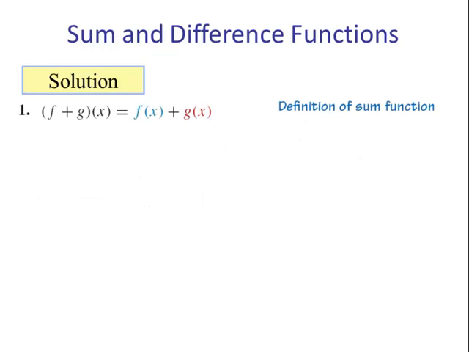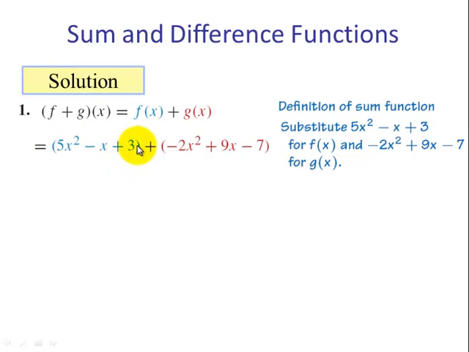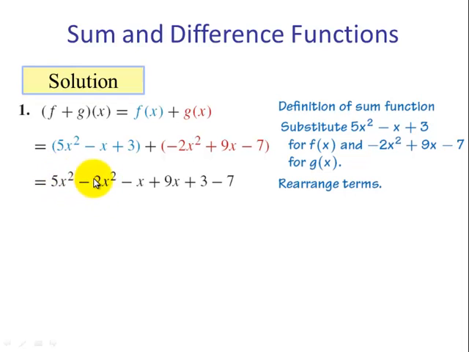So for the first one, f plus g of x is f of x plus g of x. So the blue is f of x, the red is g of x. Next we arrange the terms together. So we have our x squares, we have our x's, and we have our constant terms. Next we combine like terms, and we get 3x squared plus 8x minus 4. So adding these two functions produces a third function.